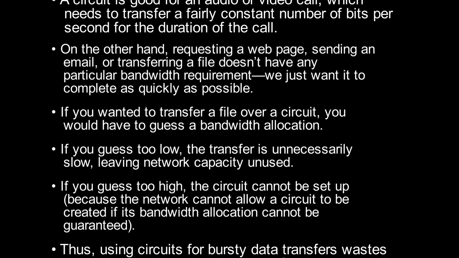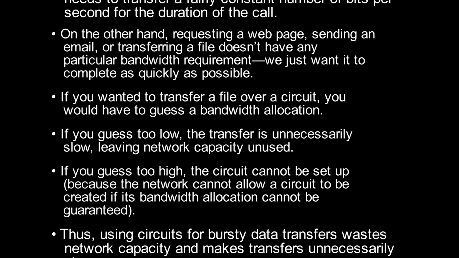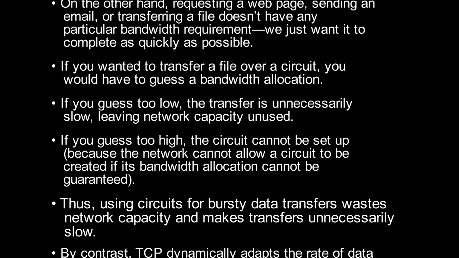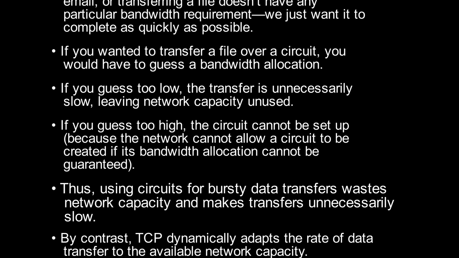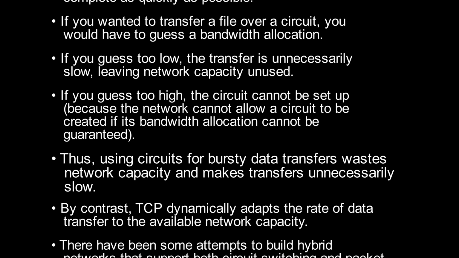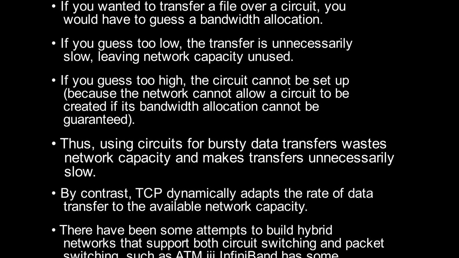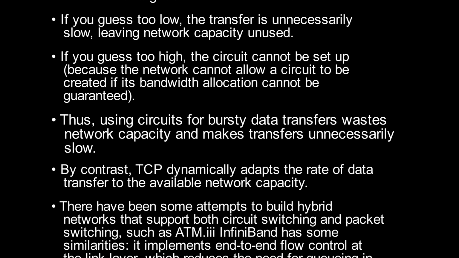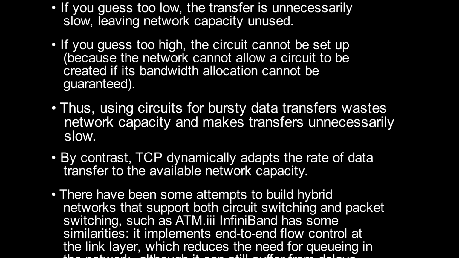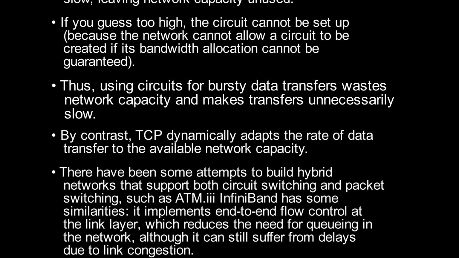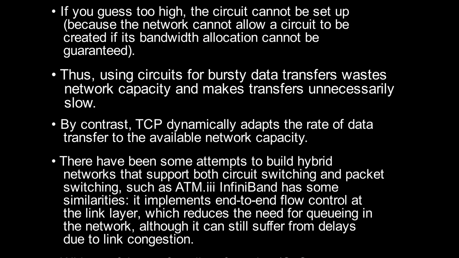If you guess too high, the circuit cannot be set up because the network cannot allow a circuit to be created if its bandwidth allocation cannot be guaranteed. Thus, using circuits for bursty data transfers wastes network capacity and makes transfers unnecessarily slow. By contrast, TCP dynamically adapts the rate of data transfer to the available network capacity. There have been some attempts to build hybrid networks that support both circuit switching and packet switching, such as ATM.